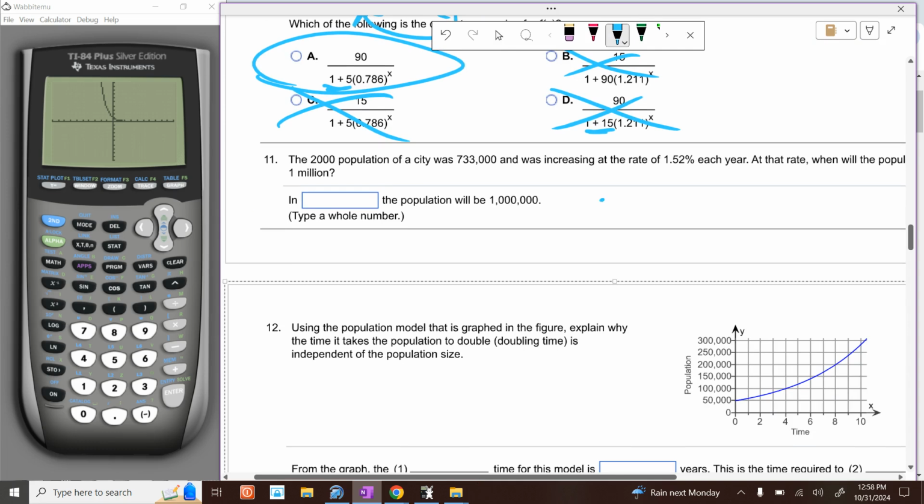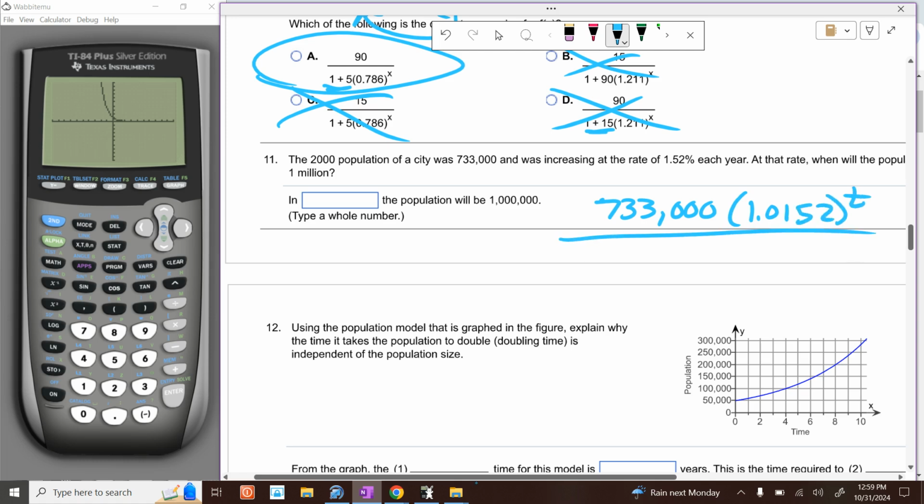The initial population of the city was 733,000. And it's growing at a rate of 1.52% per year. So 1.0152 to the time power. You have to graph this one, you have to graph a million, and you have to see where those two graphs cross on your graphing calculator.